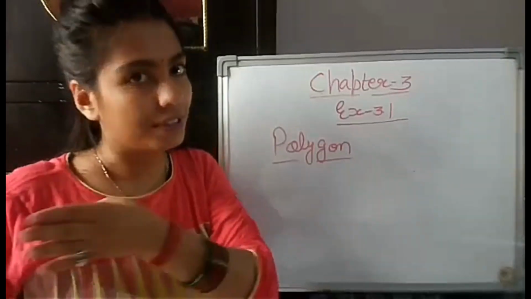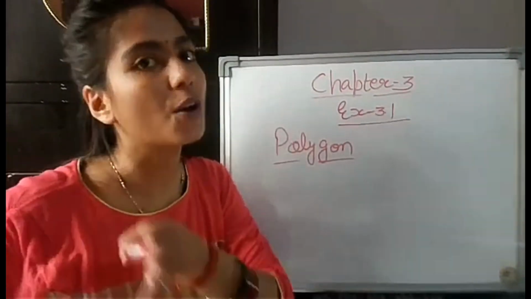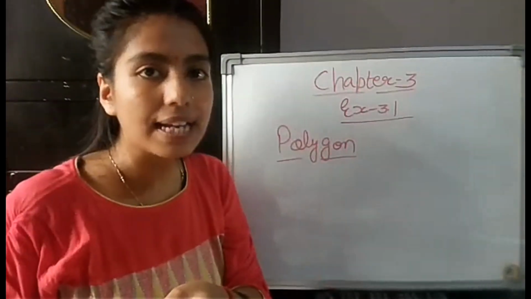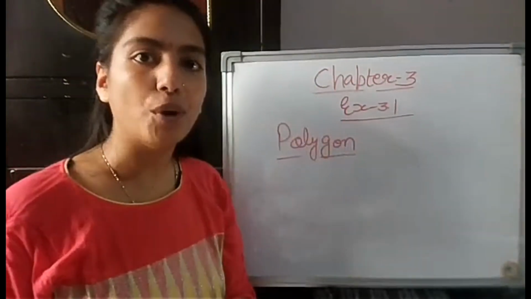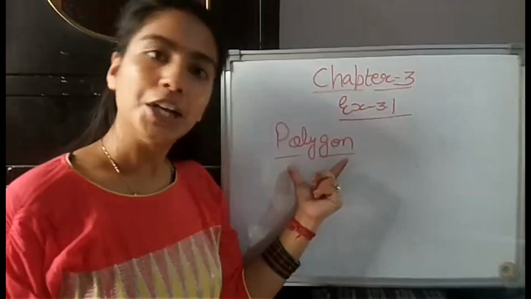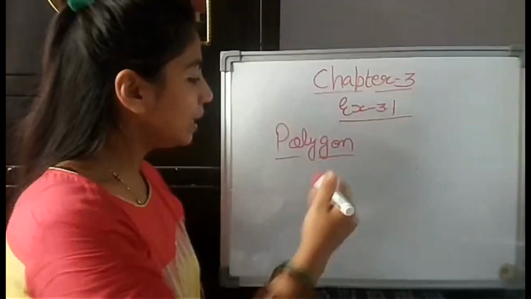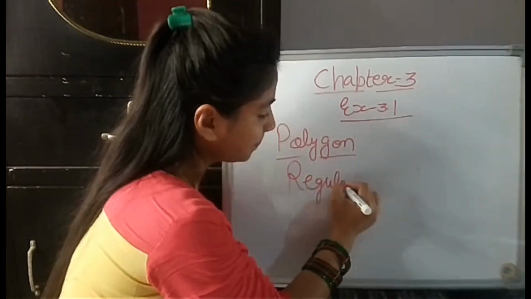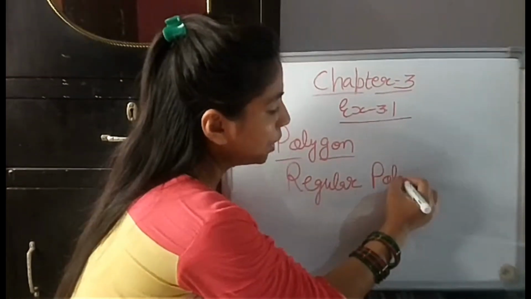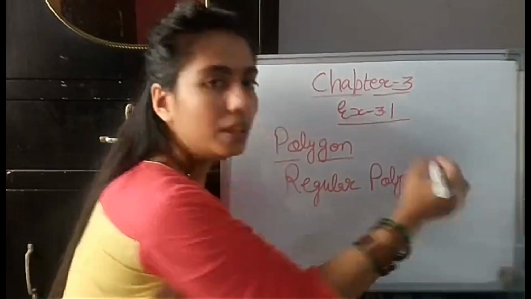Having three sides is called a triangle, having four sides is called a quadrilateral, having five sides is called a pentagon. So in the same manner, there are types of the polygon. But exactly what is polygon? Got it, students? So under the polygon we have one topic that is called regular polygon. Regular polygon. What is regular polygon?